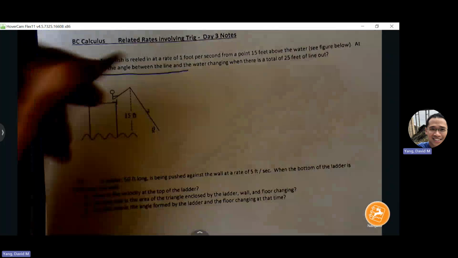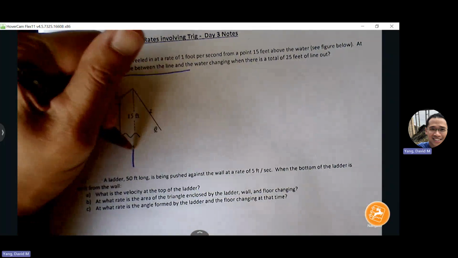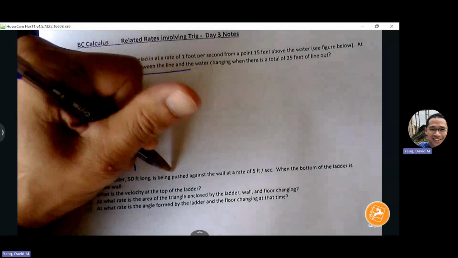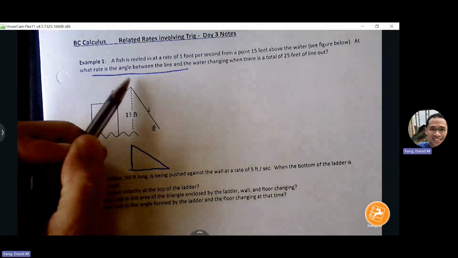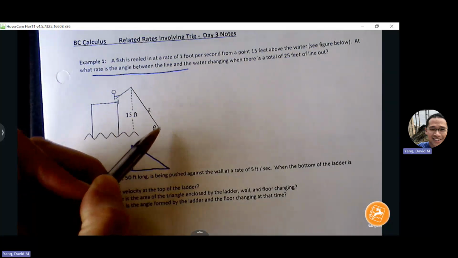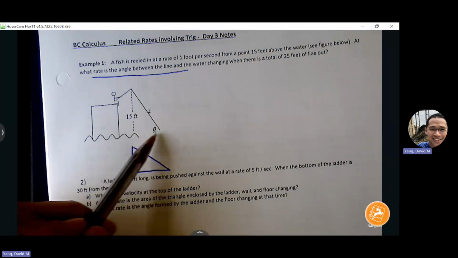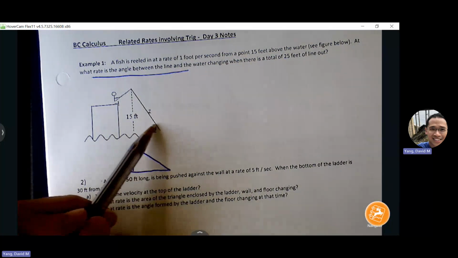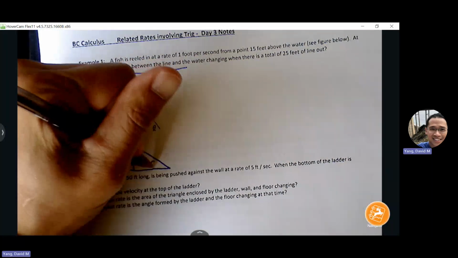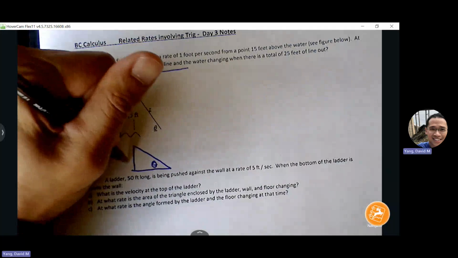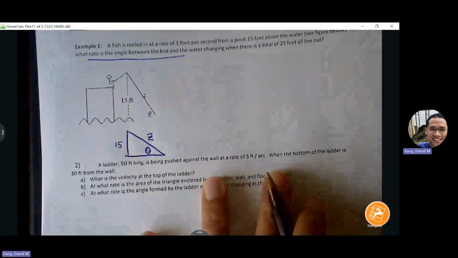So I'm going to draw another triangle here just so we focus on the portion that we care about. So we have a triangle that is formed from the line. And as the fish is getting pulled in, we can see that there's an angle associated with that. So I'm just going to say theta, 15, and z. Okay.